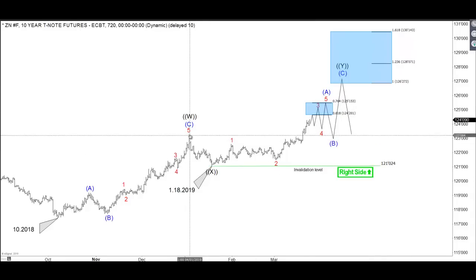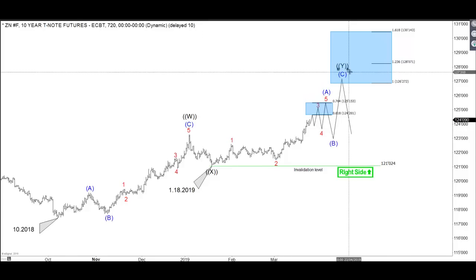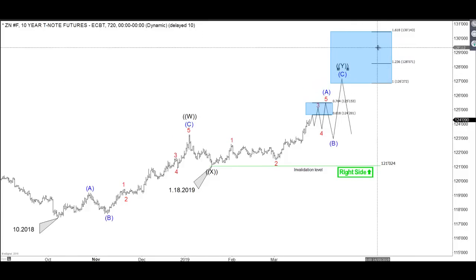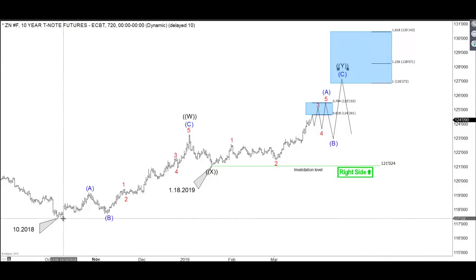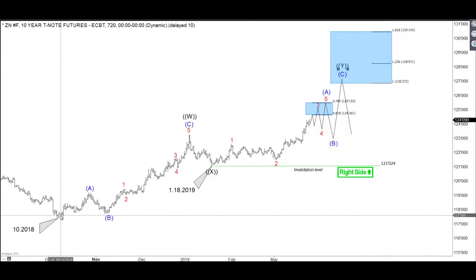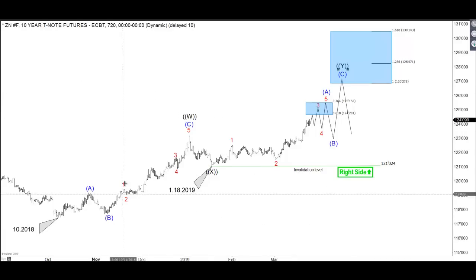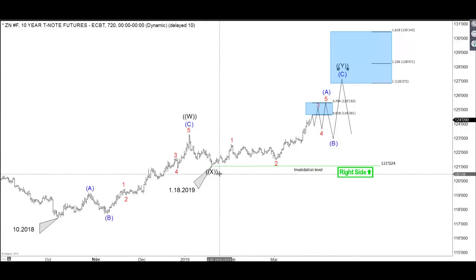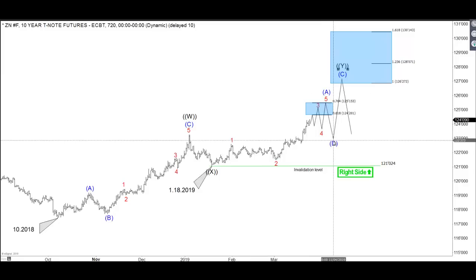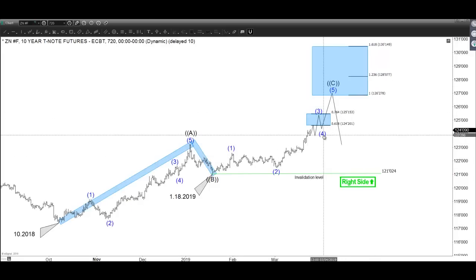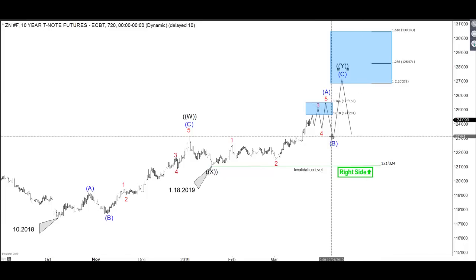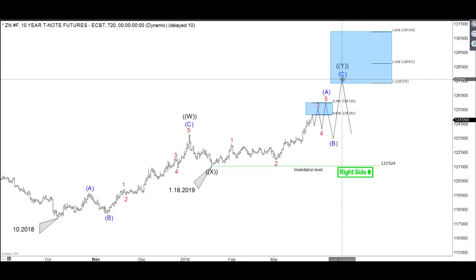But the key is that we broke this peak. That means that eventually we should be looking for this upper blue box area between 126.27 to 128.07, in extension 130.14, to finish the cycle from this October 2018 peak. So the other scenario is that this was an ABC zigzag, 1, 2, 3, 4, 5, and we are finishing wave A in the blue box, looking for a pullback in the B. The pullback can be larger than expected, bigger than this wave 4 in blue, so that it turns into a B wave before we make the next rally towards this area.